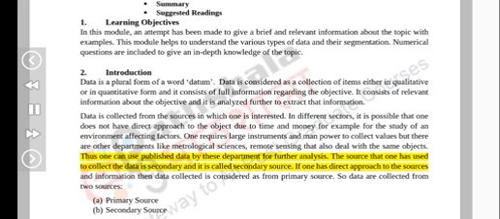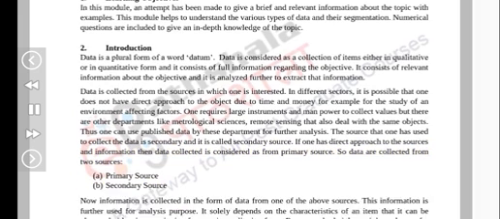The source that one has used to collect the data is secondary, and it is called secondary source. If one has direct approach to the sources and information, then data collected is considered as from primary source. So data are collected from two sources: A. Primary source. B. Secondary source.